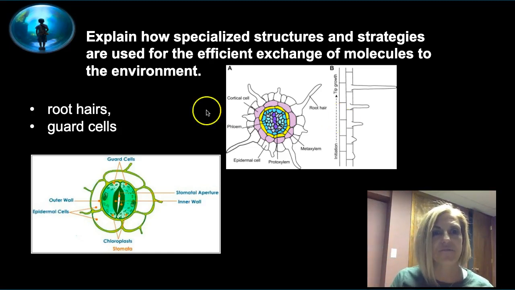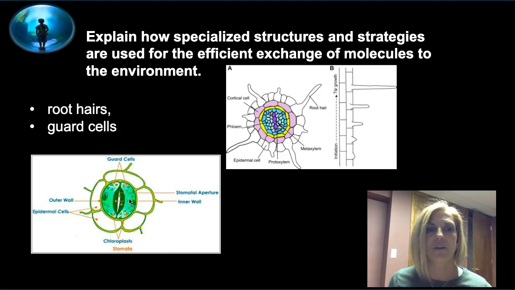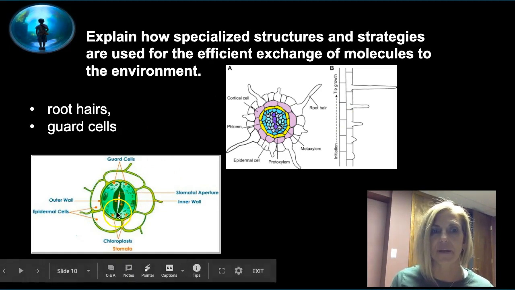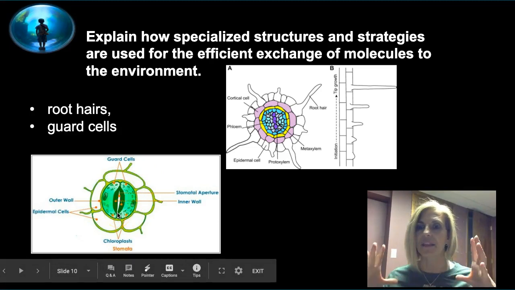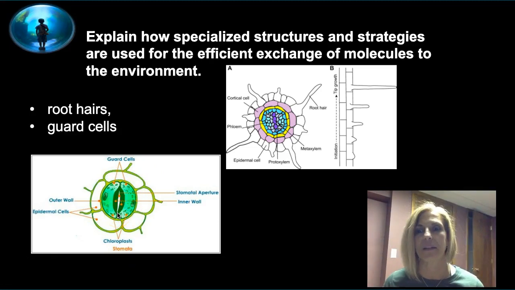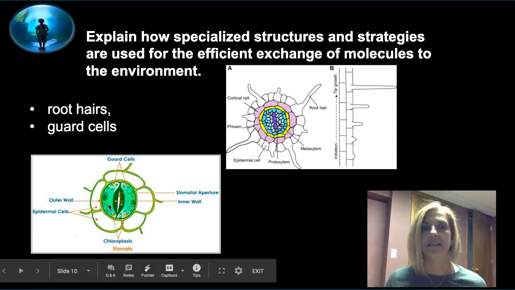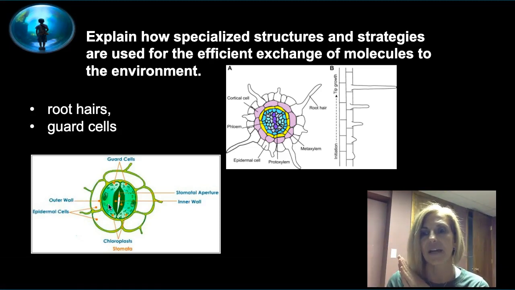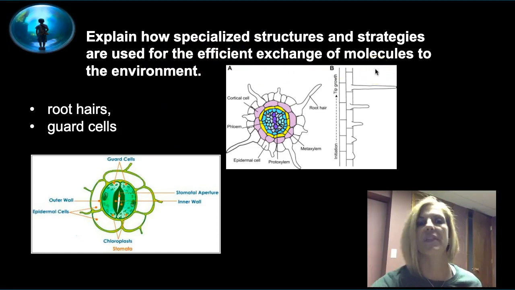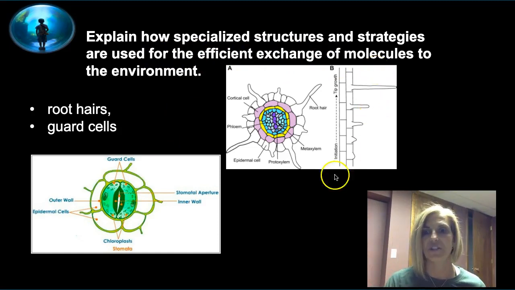Some specialized features of plant cells or leaves are those guard cells right here, right? We know they're part of the stomata. They create the stomata that opens up and lets gases in. And so the guard cell can fill its vacuole and open, or it can release its vacuoles and close. So that's going to create an efficient exchange of molecules with the environment, being oxygen and CO2.